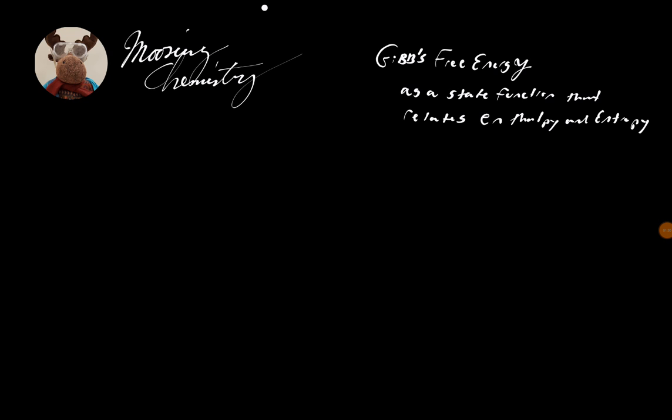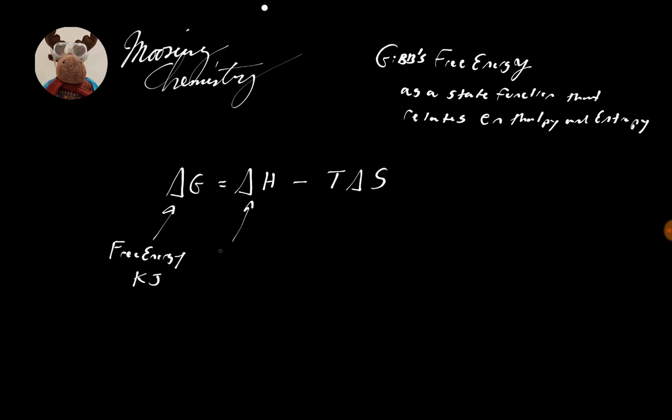Now we're going to be looking at the Gibbs free energy equation. Gibbs free energy is delta G equals delta H minus T delta S. Let's look at the parts of this equation. Delta G is the free energy, and that will be denoted in kilojoules. Our delta H is our enthalpy.